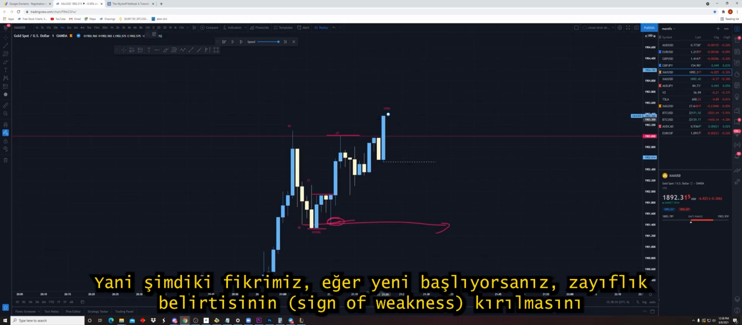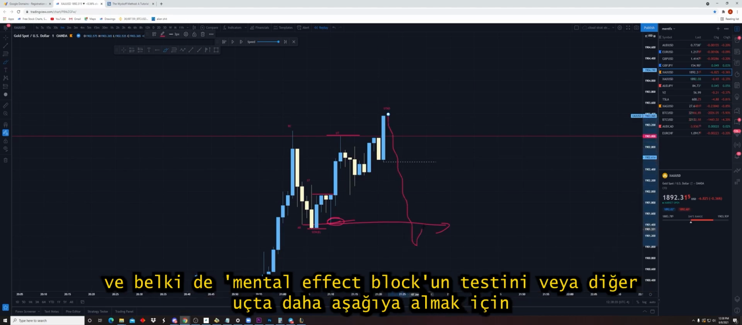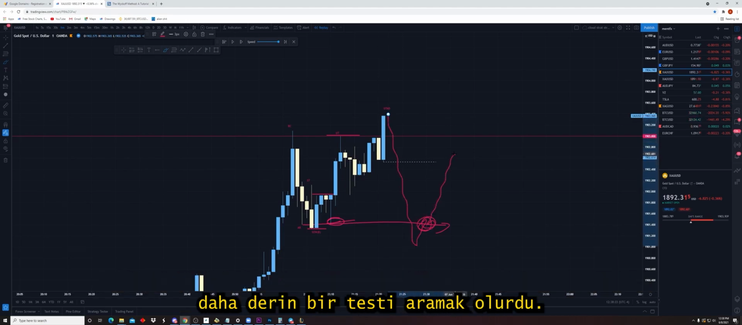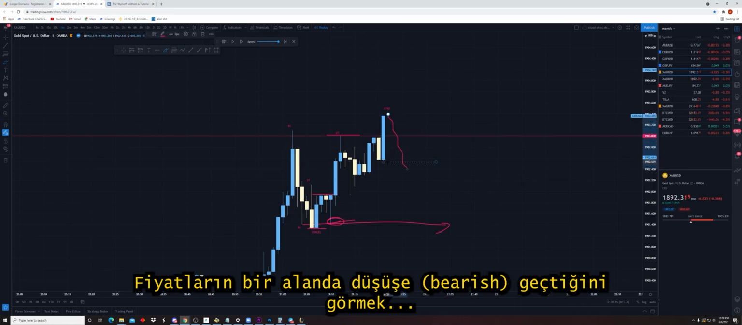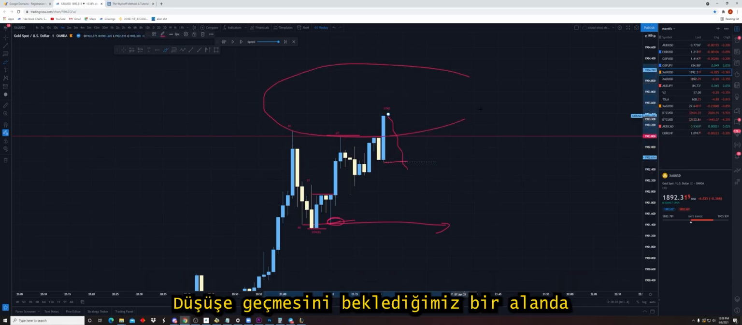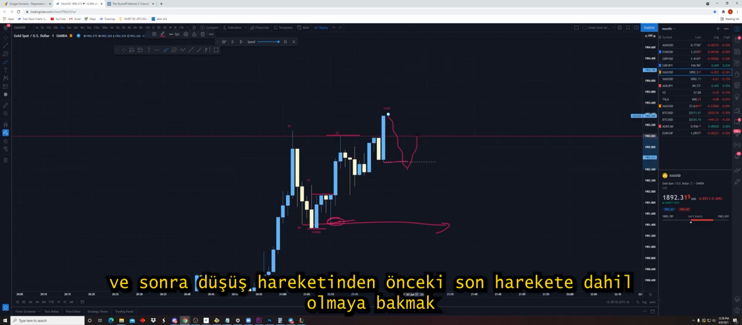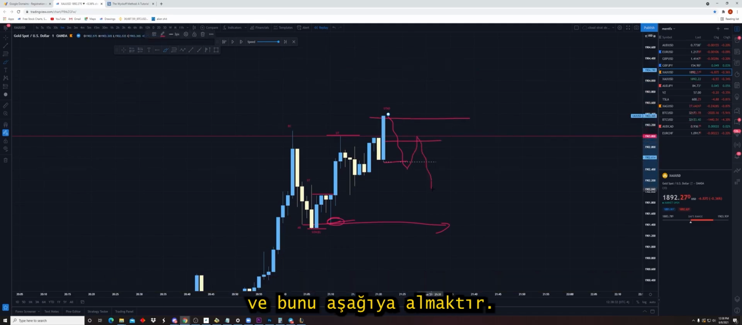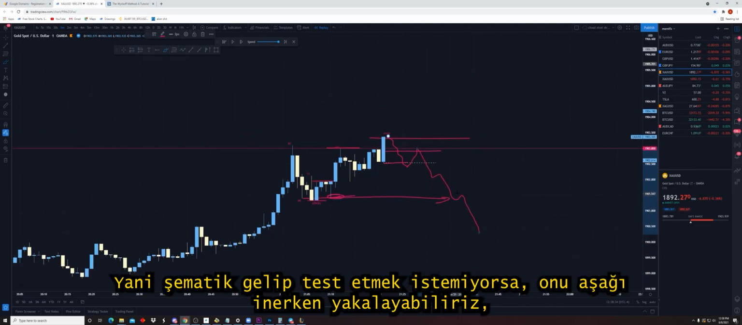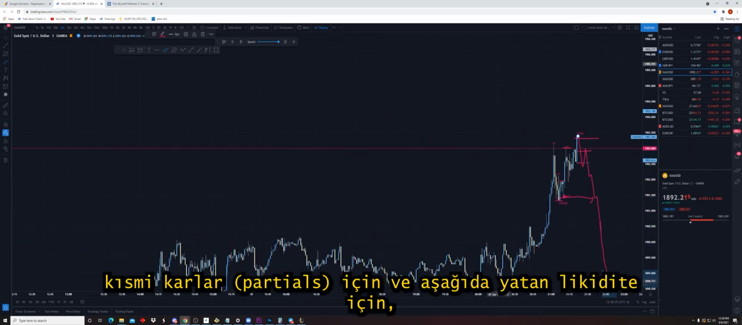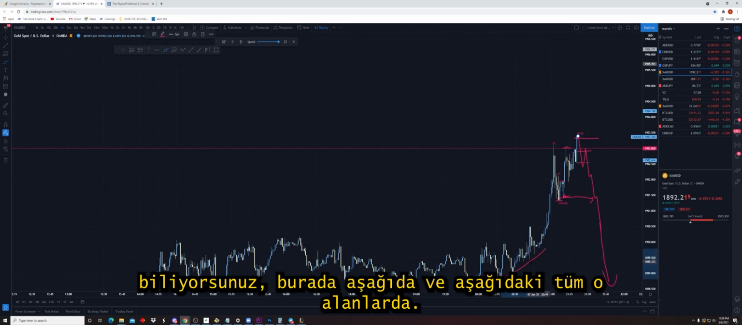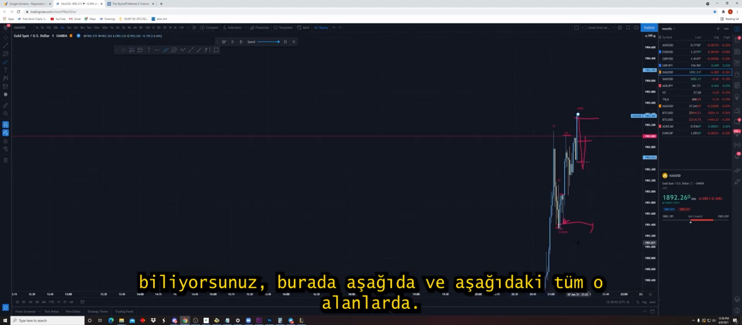So our idea now would be to either, if you're a beginner, look for the break of the sign of weakness and maybe the test of the MenTFX block, or deeper, to take it lower. On the other end, it would be to see price shift bearish in an area we expected it to go bearish, and then look to be involved on the last up moves before the down moves and take that lower. So if the schematic doesn't want to come test it, we can catch it on the way down into partials and the liquidity that rests down here and in all those areas down below.